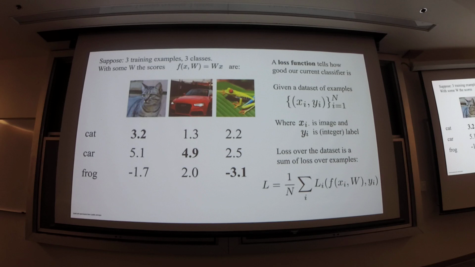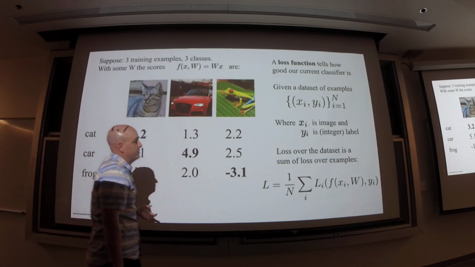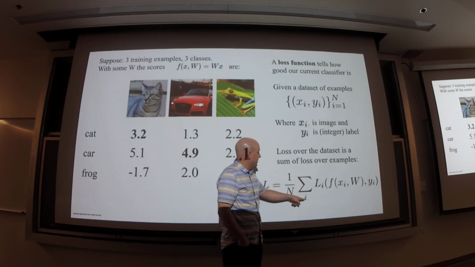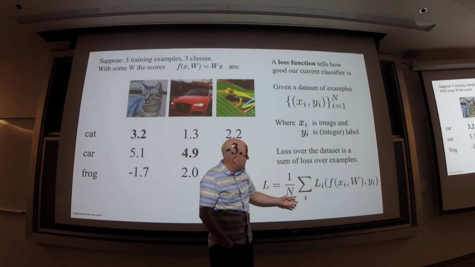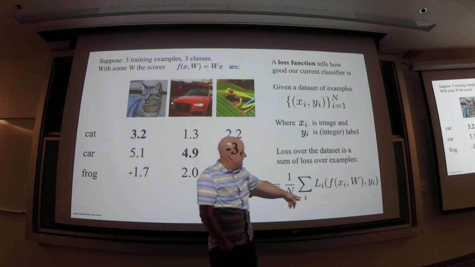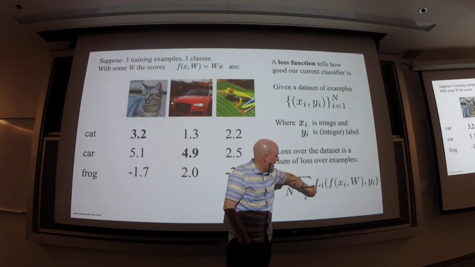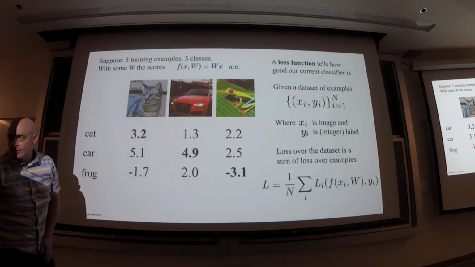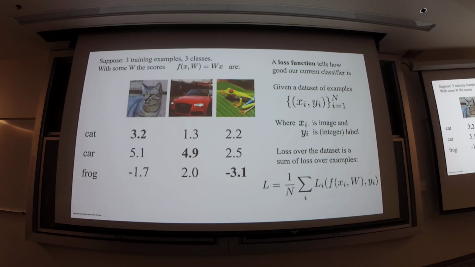how well we're doing. A typical thing to do is to average all the losses over our entire data set. That's what this sum and dividing by n is. We have n examples in our data set. We'll calculate one loss per example, and then average all of that. You could do this aggregation in a number of ways, but this is a standard way of doing it.